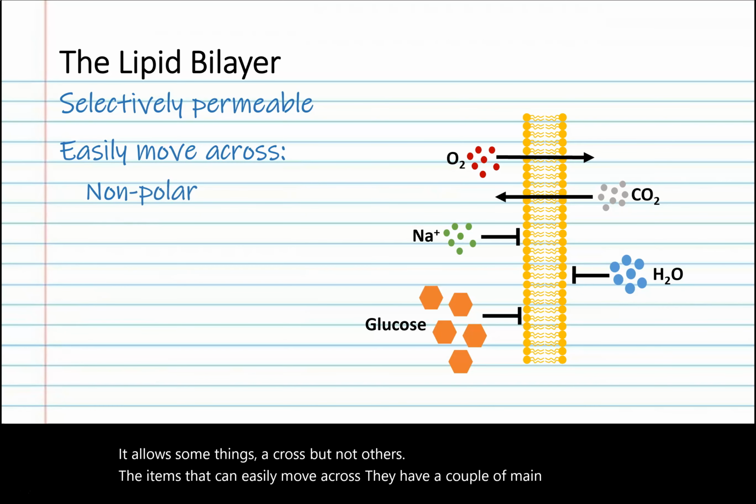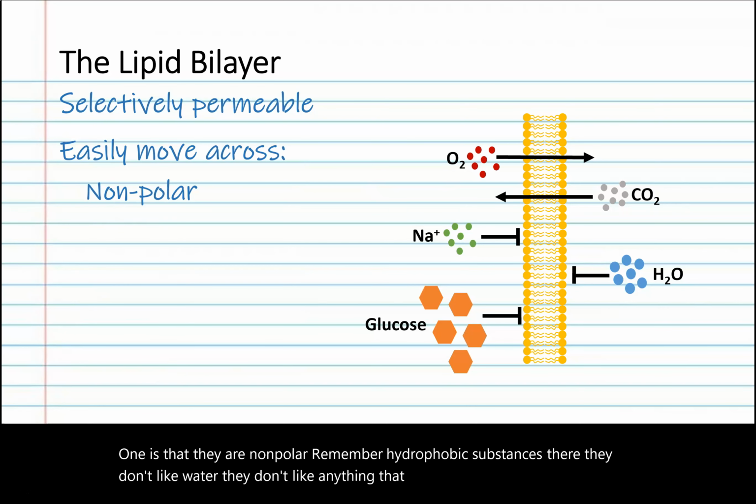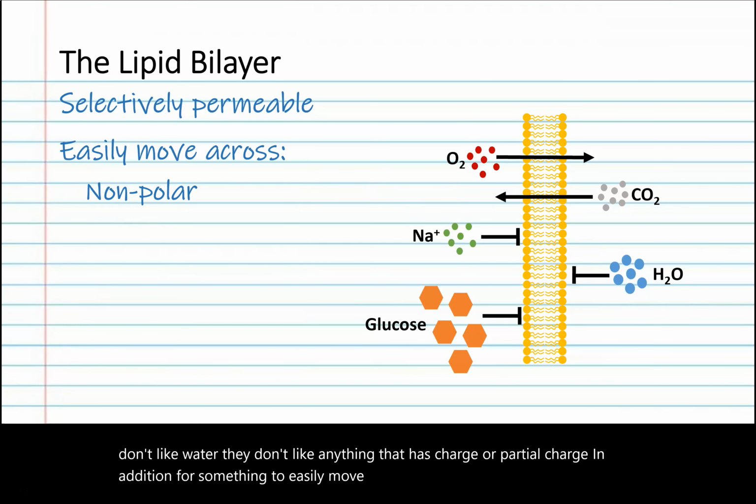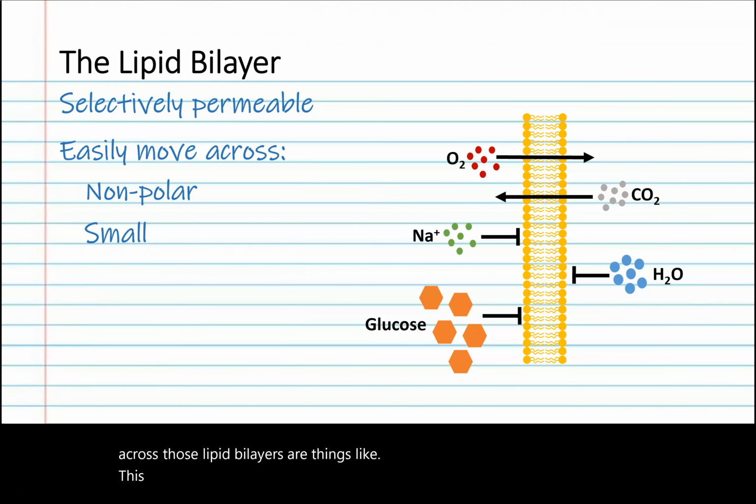One is that they're nonpolar. Remember, hydrophobic substances don't like water, they don't like anything that has charge or partial charge. In addition, for something to easily move across a membrane, it also has to be really small. So the things that we usually see that can move across those lipid bilayers are things like gases, oxygen gas, carbon dioxide, like we have pictured here.